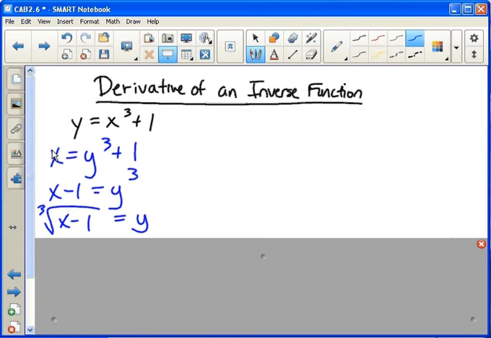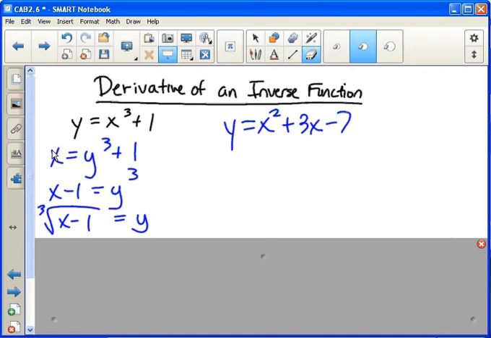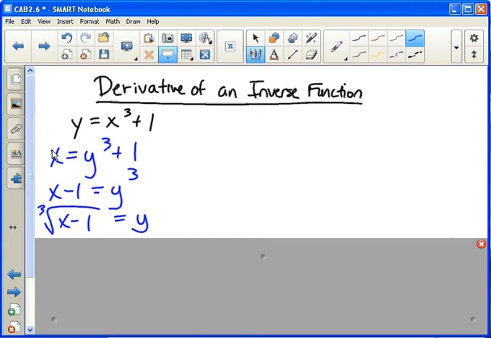But what happens when you have something like this? Then how in the world are you going to be able to swap the x and the y and then solve for y? It's practically impossible. It's super difficult. So that's why they wanted a quicker way to find the derivative and talk about the slope of these inverses when they weren't able to easily find the inverse function.